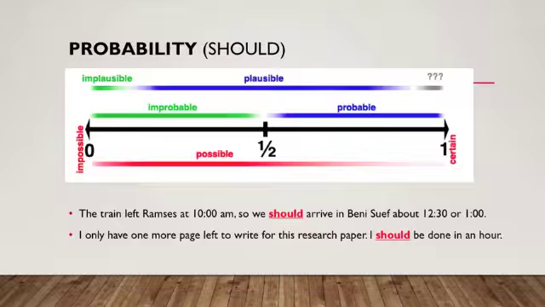The second example, I only have one more page left to write for this research paper. هو فاضل لي يعني صفحة واحدة كده أكتبها للresearch paper ده. I should be done in an hour. يعني من المرجح إني أكون خلصت يعني في خلال الساعة الجاية. I expect to be done in an hour. Probably على الأرجح I will be done in an hour. فنستخدم should لنعبر عن ال probability.